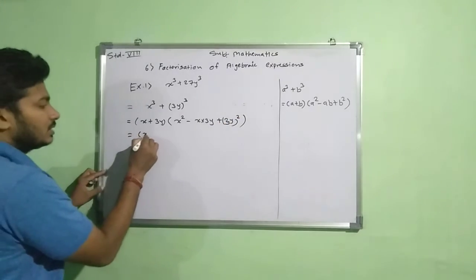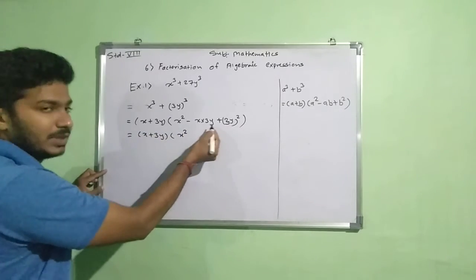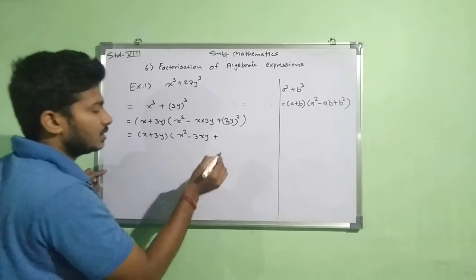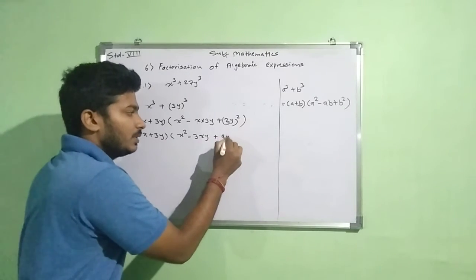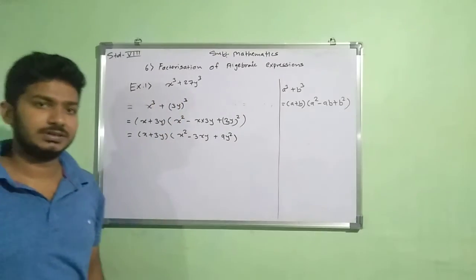Now we have to do simplification. (x plus 3y) as it is, x square. Now x multiplication 3y will be minus 3xy, plus square of 3y, that means square of 3 is 9, and square of y will be y square. So this will be the factor of our given question.